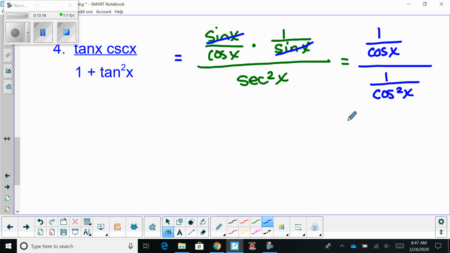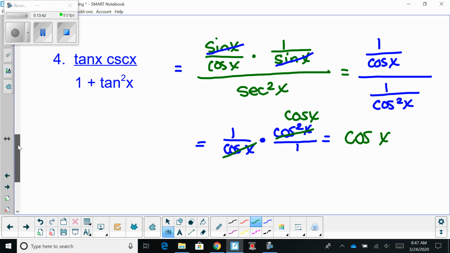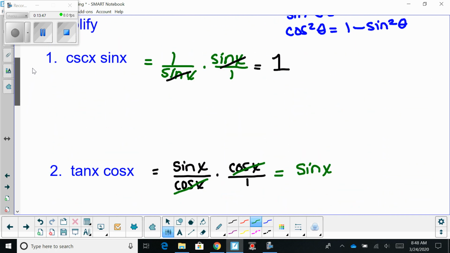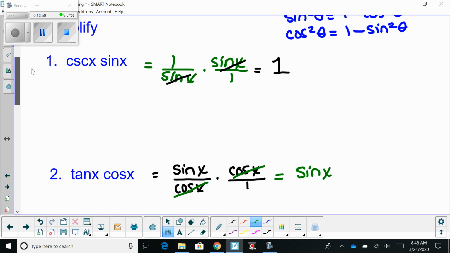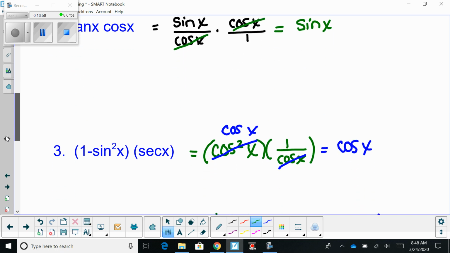So now it's like I have a fraction divided by a fraction, so I'm going to keep the numerator, change it to multiplication, and flip the denominator. I can reduce, and I'm left with cosine x. Okay, so the review material was when they give you one ratio and you find a different ratio. These 4 problems would be new material. You are just simplifying down to a 1 or a single trig ratio.